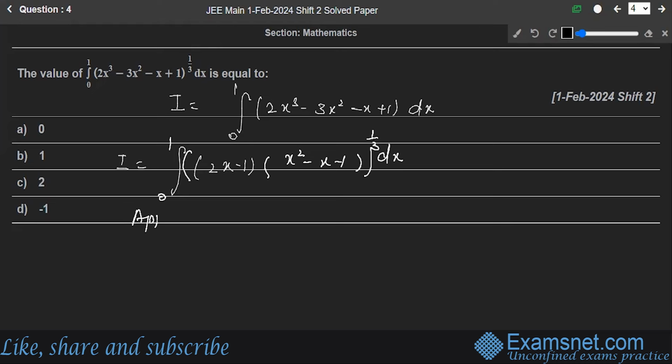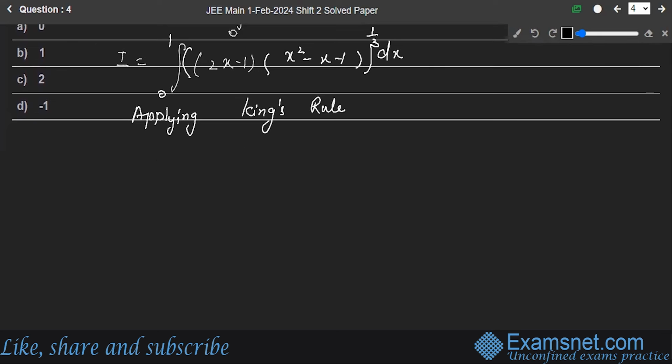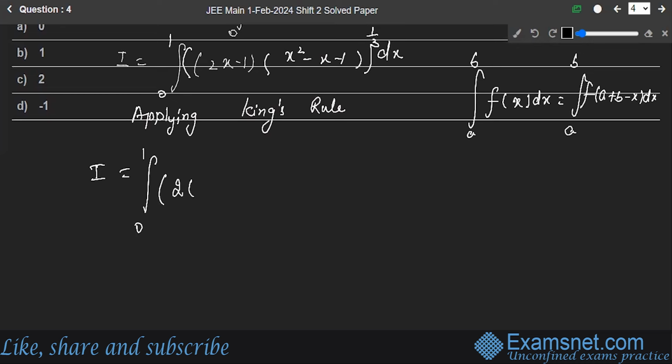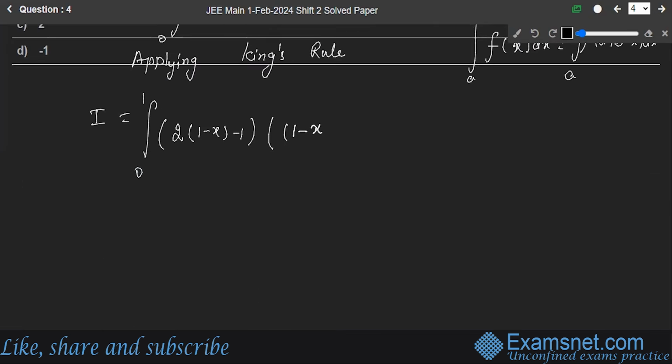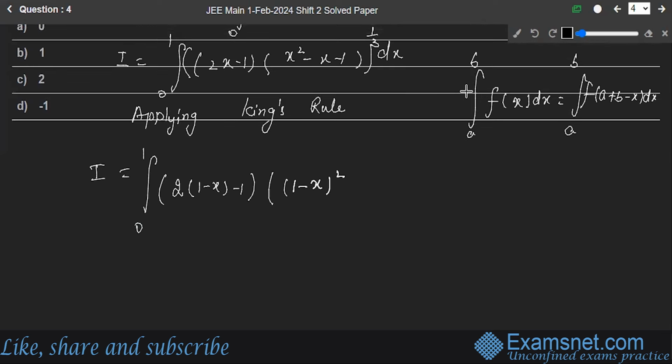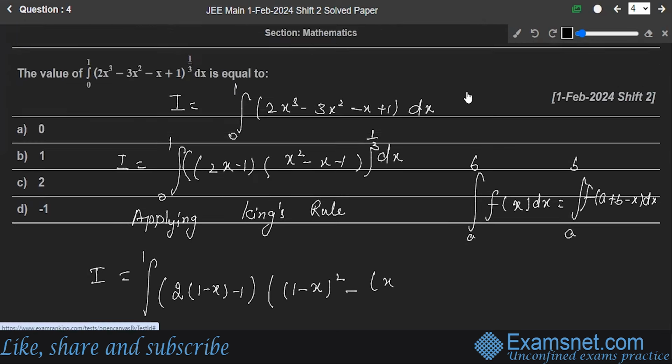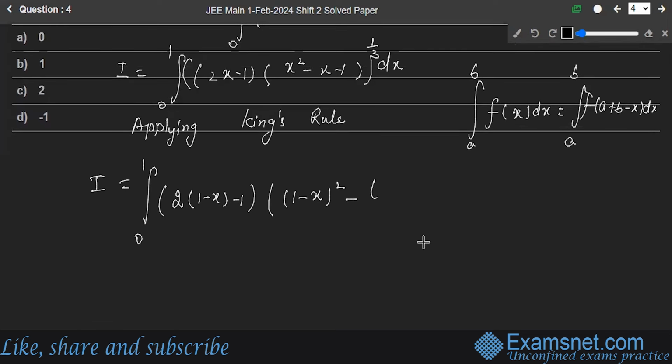Now, applying the King's rule. A very important rule, you would have seen that it's used in every other question. That rule says, if you are having limits a to b for any function f(x), this is equal to the integral from a to b of f of a plus b minus x dx. So you will have I, with limit 0 to 1. Now this 2x will be turned into 0 plus 1 minus x. This is 2 into (1 minus x) minus 1, then (1 minus x) whole square minus (1 minus x) minus 1, power 1 by 3 dx.